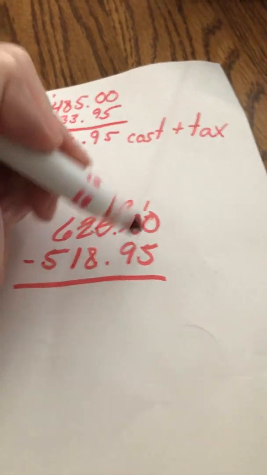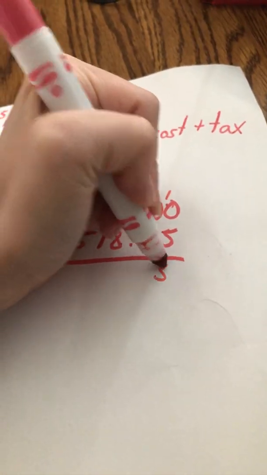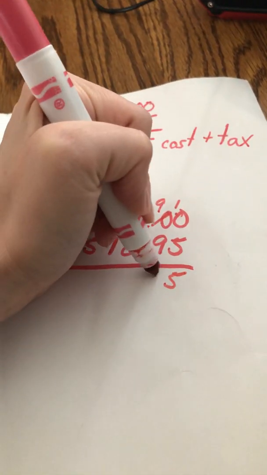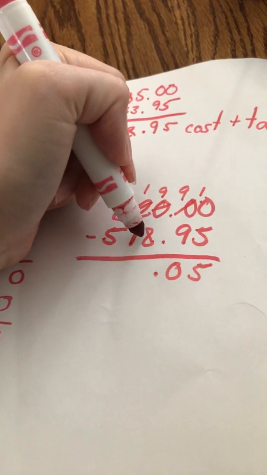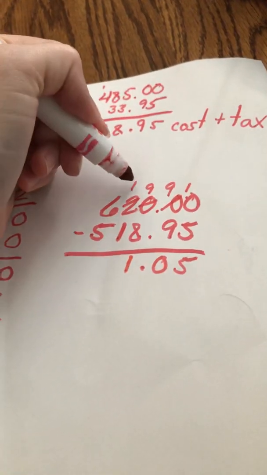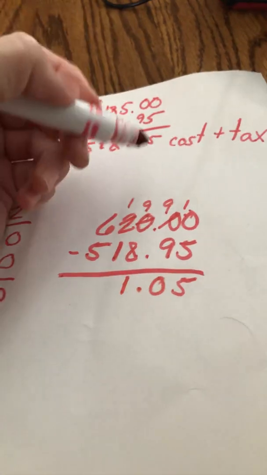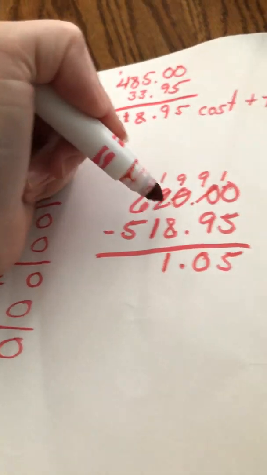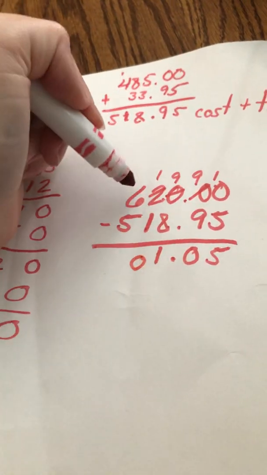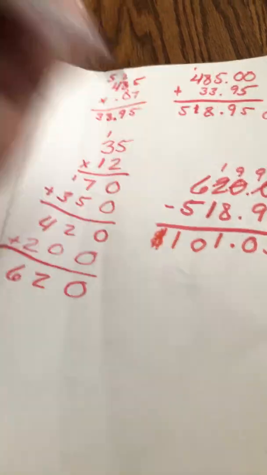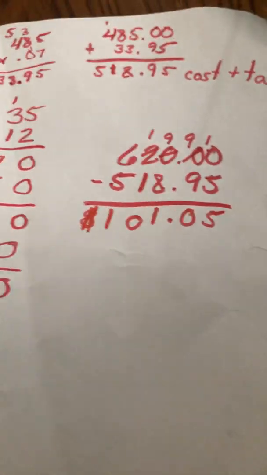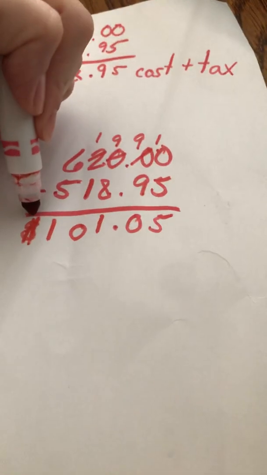So 10 take away 5 is 5. 9 take away 9 is 0. Drop the decimal. 9 take away 8 is 1. 1 take away 1 is 0. And 6 take away 5 is 1. So altogether, the interest paid is $101.05.